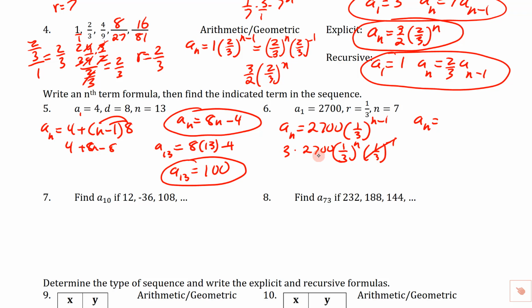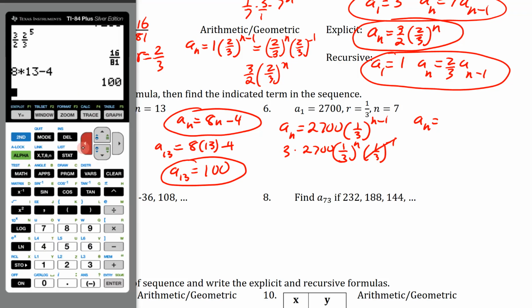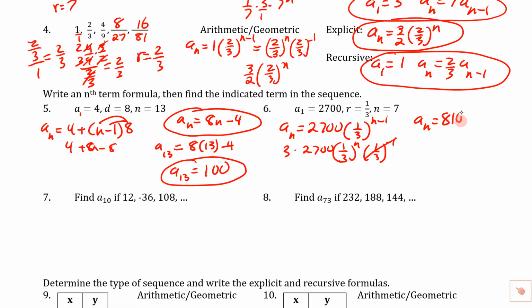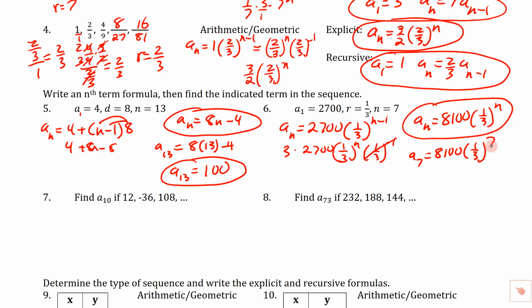3 times 2700, we'll double check here. So let me clear that off. 3 times 2700. 3 times 2700 is 8100. So this is going to be 8100, and then we're going to do 1/3 raised to the n. So here's our nth term formula, our explicit formula, and we want to find the 7th term. So to find the 7th term, we're going to do 8100, and then we'll do 1/3 raised to the 7th.